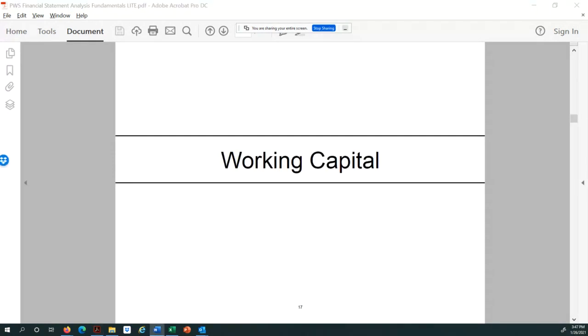All right, now working capital. Any questions before we dive into the next section? Now we're starting with the balance sheet here. Any questions on the income statement information?